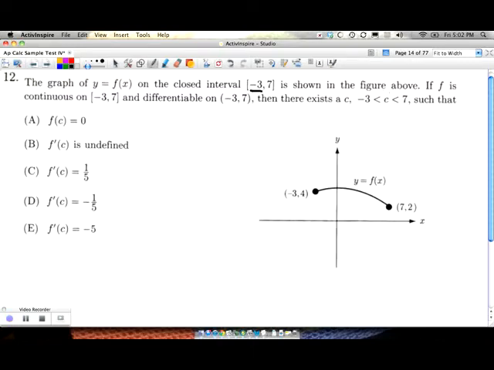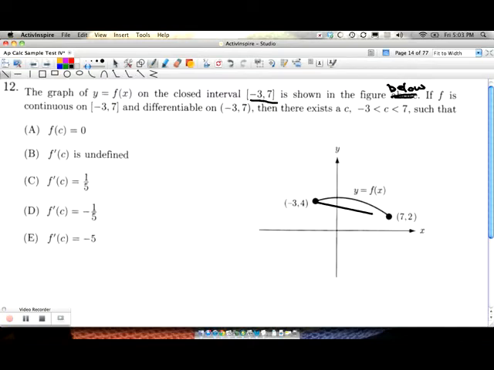The graph of y equals f of x in the closed interval is shown in the figure below. For me, it's above; for you, it's below. If f is continuous on negative 3, 7 and differentiable, then there exists a c between such that... Ooh. Okay, so here's what's happening here. It's saying that we're continuous and differentiable the whole time. In other words, there's no holes, there's no skipping. It's a smooth, connected line.